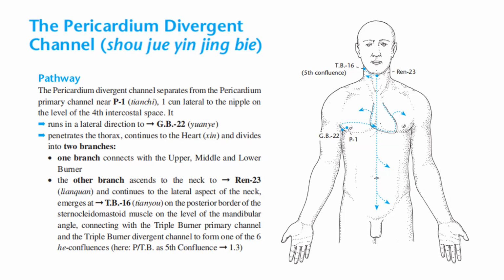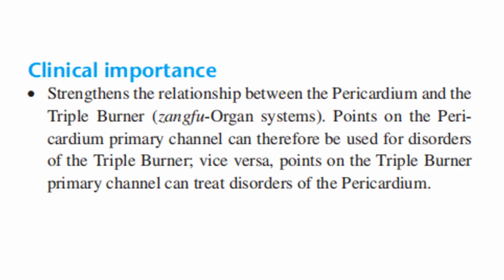with the triple burner primary channel and the triple burner divergent channel to form one of the 6 confluences. Here, the pericardium and triple burner form the 5th confluence. Clinical importance: it strengthens the relationship between the pericardium and the triple burner, the Shaoyang organ system. Points on the pericardium primary channel can therefore be used for disorders of the triple burner. Vice versa, points on the triple burner primary channel can treat disorders of the pericardium.